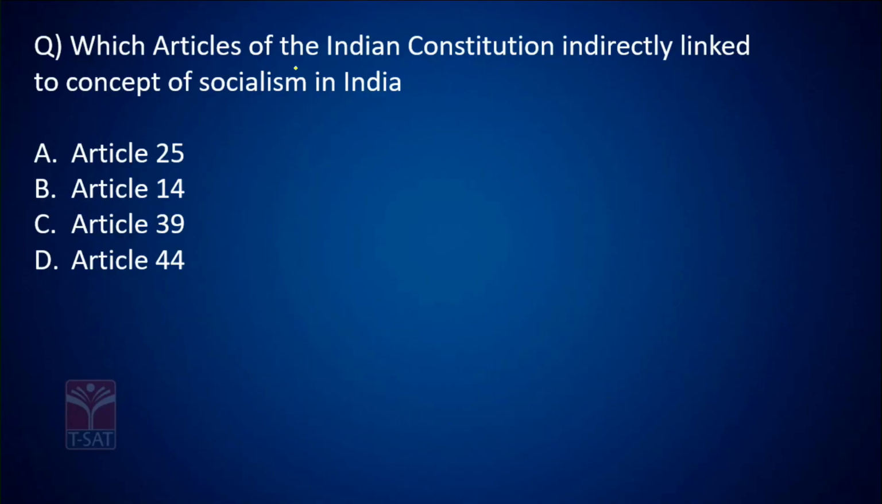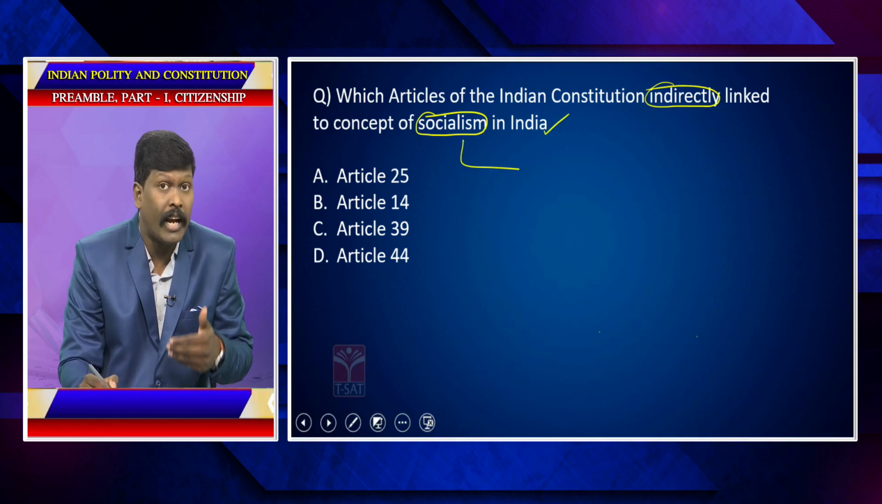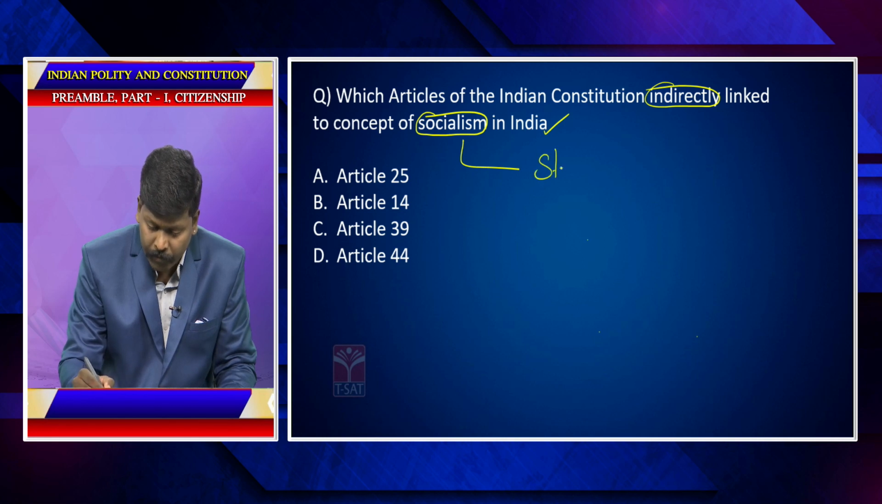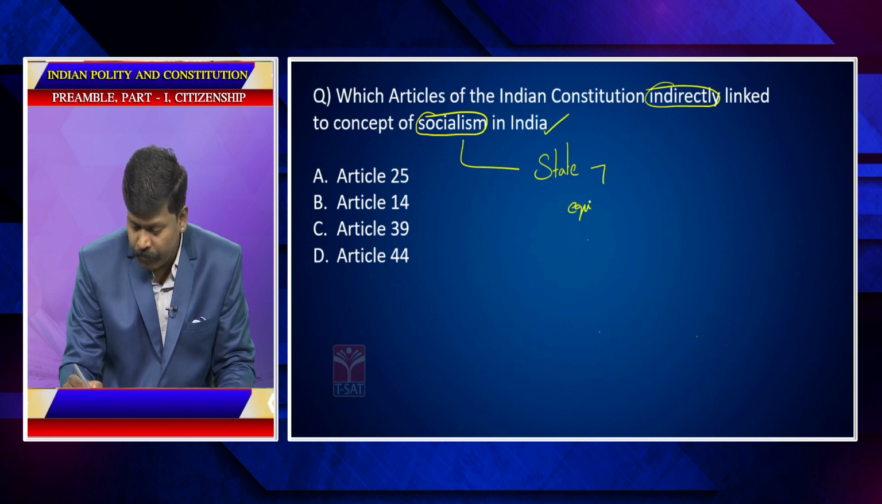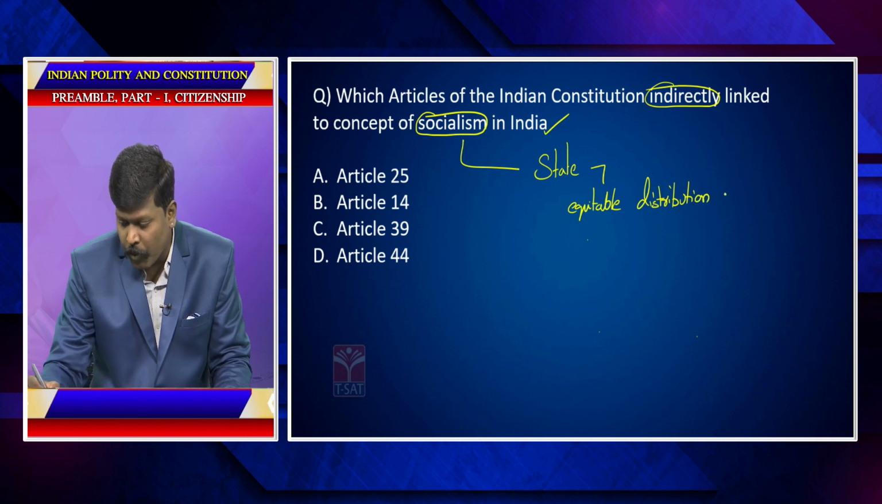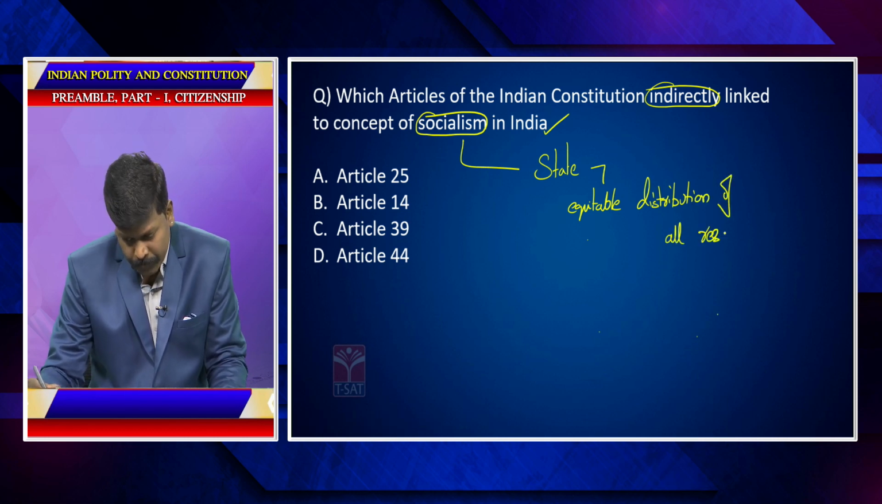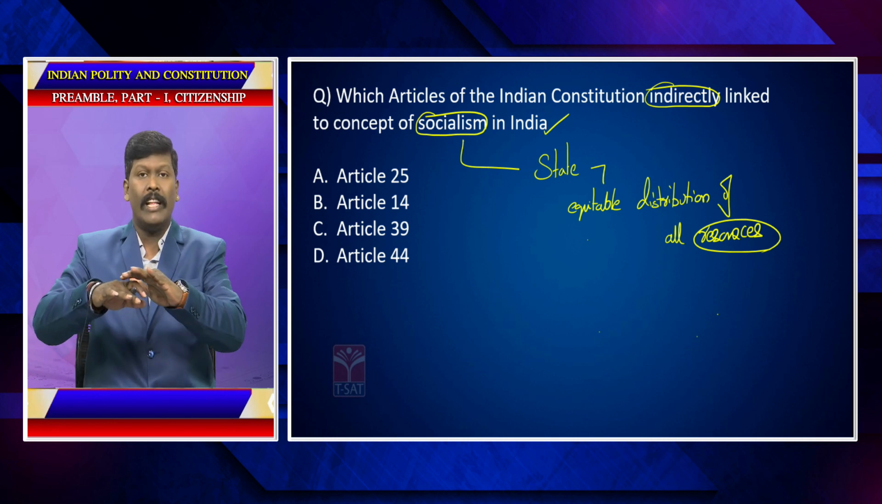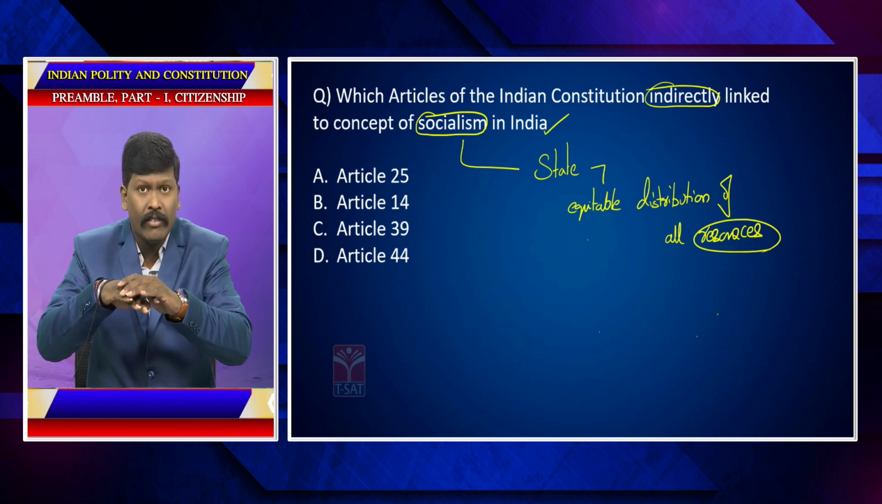Be careful. Which articles of the Indian Constitution indirectly link to the concept of socialism in India? Socialism in India. What is socialism? It is in relation with economic socialism. Now, what is economic socialism? It is a duty of the state to ensure equitable distribution of all resources. In India, all the resources shall be equitably distributed. There is equalness in the society, equity in the society.